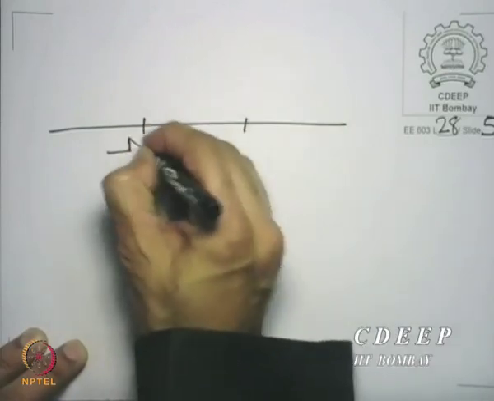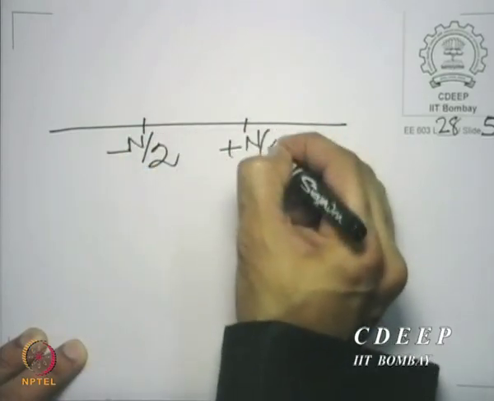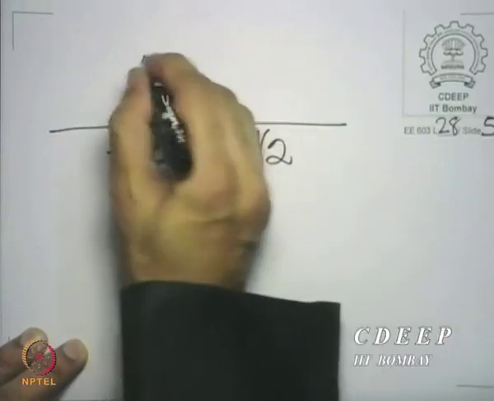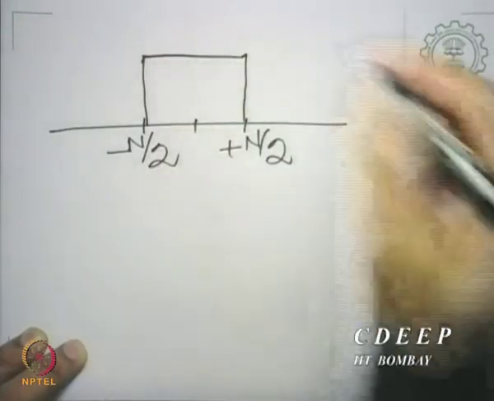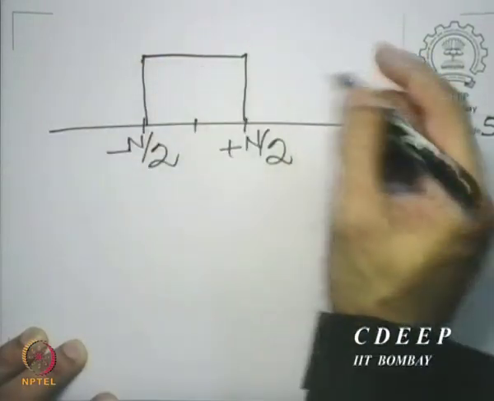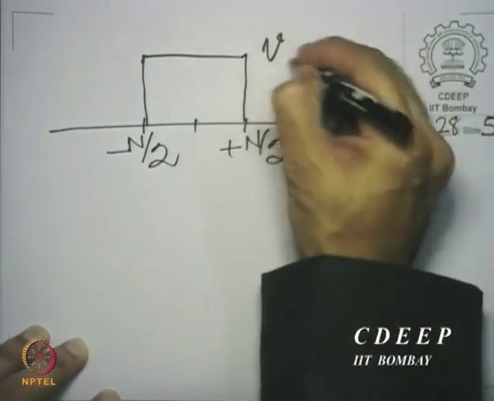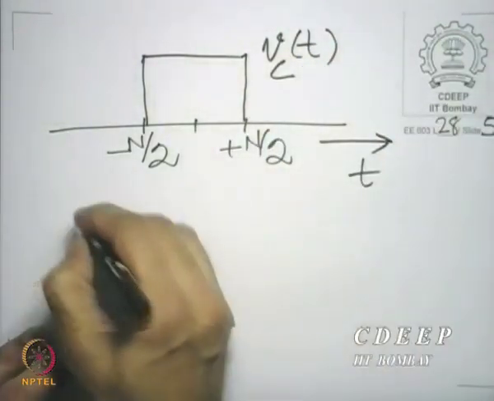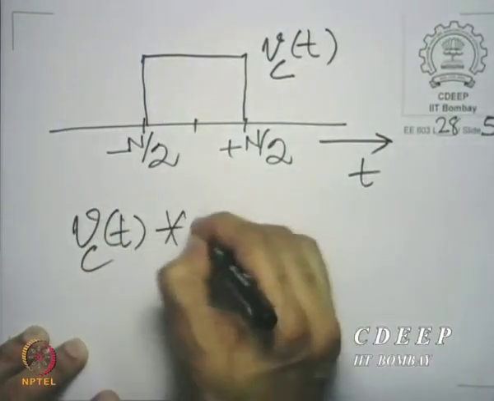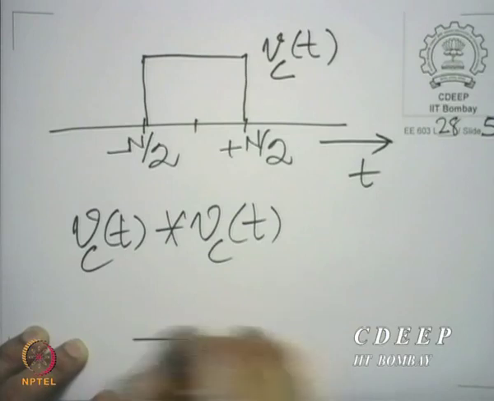In fact, if you look at the triangular shape, it is very easy to see that the triangular shape can be obtained by convolving the rectangular shape with itself. So, if you have a rectangular shape between minus N by 2 and plus N by 2, now, since this is an envelope, since it's a continuous function, let's say of the variable t, let's call it v_continuous(t). Then v_continuous(t) convolved with itself would give us the triangular window.